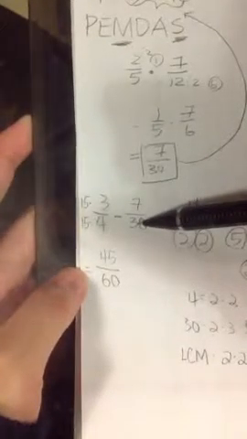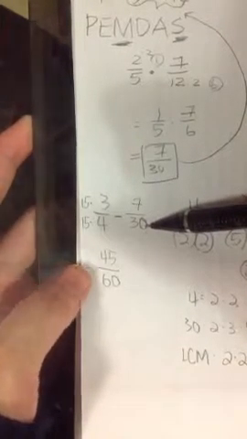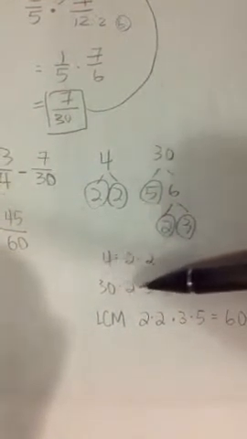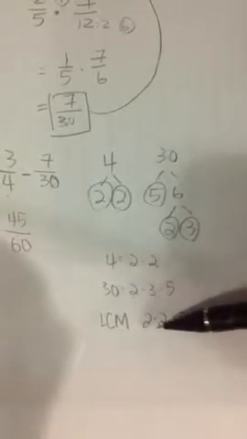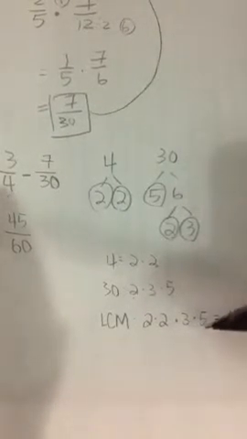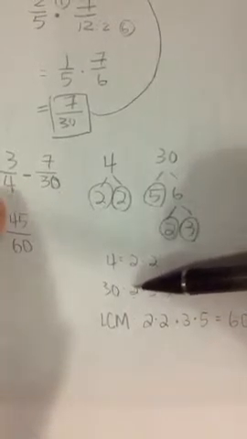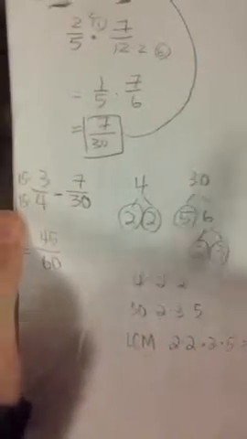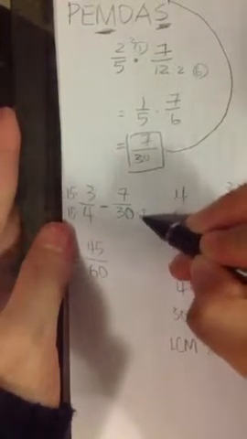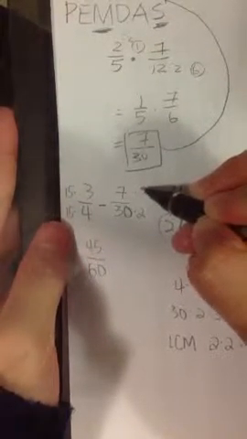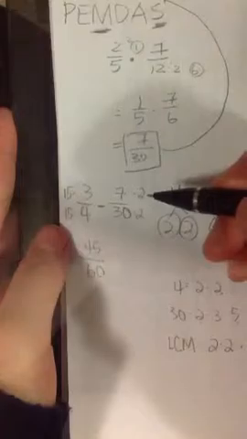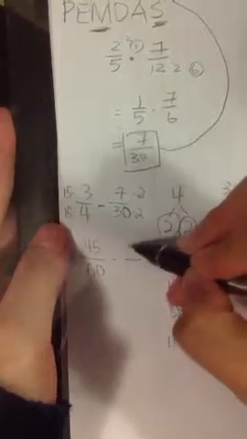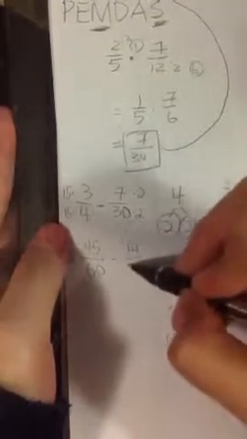Okay? And now we need to make the second fraction into the same common denominator, which is 60. So compare our 30, which is 2 times 3 times 5, and our least common multiple, 2 times 2 times 3 times 5. What am I missing? I have a 2, I have a 3, I have a 5. So I'm missing a 2. You actually know that 30 times 2 is 60. And whatever we do on the bottom, we have to do exactly the same on the top. So now we multiply: 7 times 2 is 14, 30 times 2 is 60.